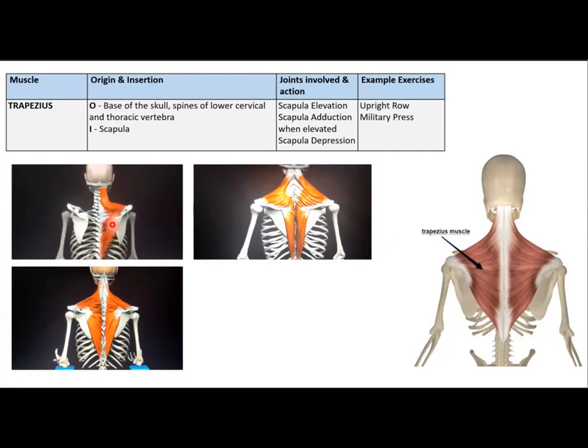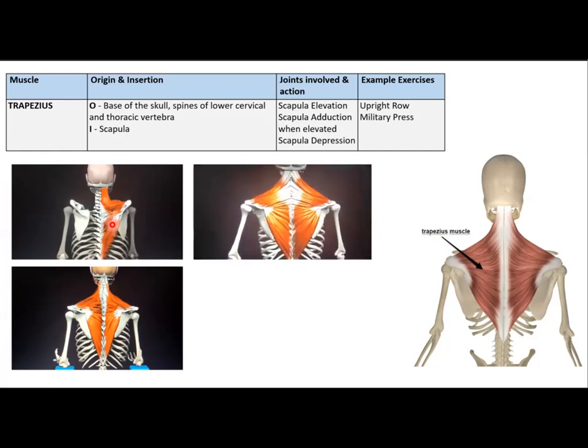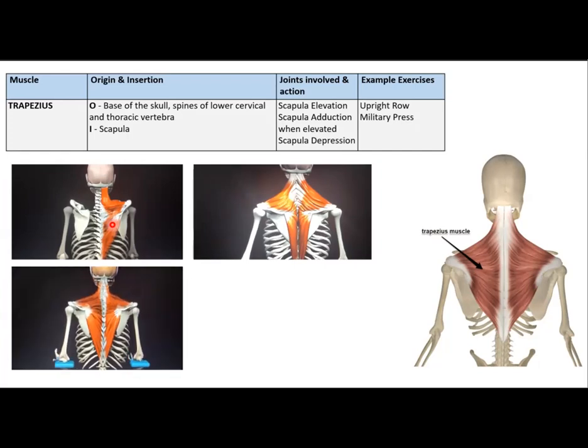So this is your top traps. When you do shrugs, it's your upper traps working. Then this one, when you are squeezing your shoulder blades, is called scapular adduction, because it brings them together. And then the last one is your depression. So basically these three parts do three different movements.